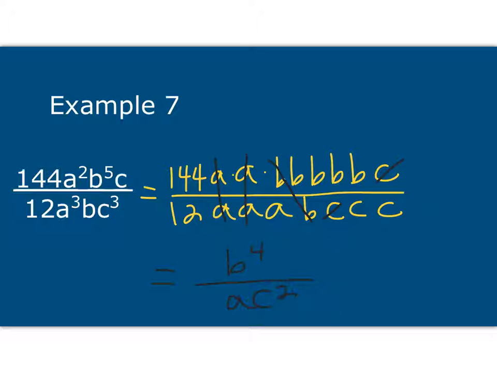And then we just got to take care of the coefficients right here. These you can just divide in your calculator. 144 divided by 12, you're going to get 12. And that goes on the top. Think of it as 12 over 1 if you'd like to, but that's why the 12 goes on top.